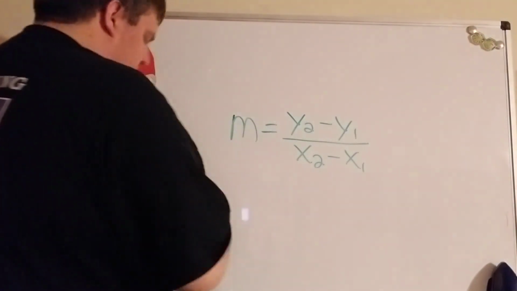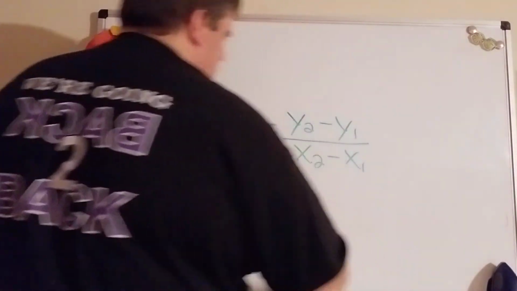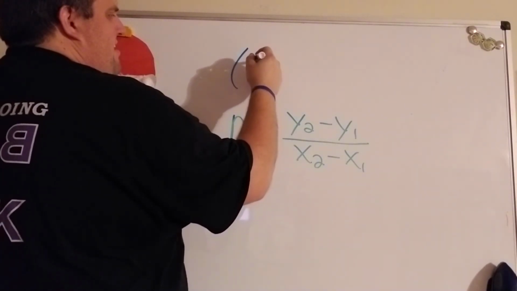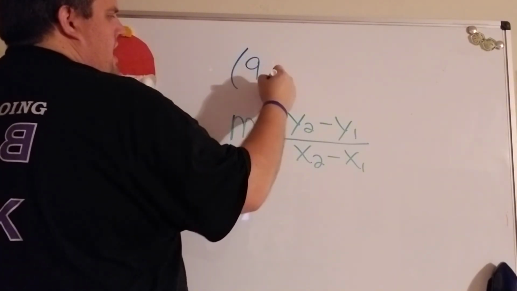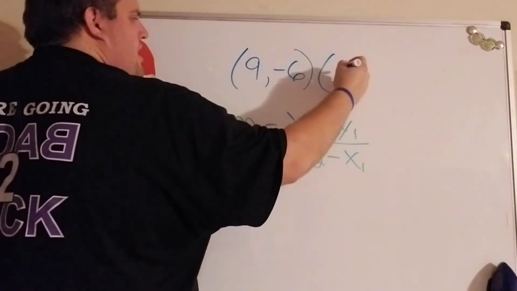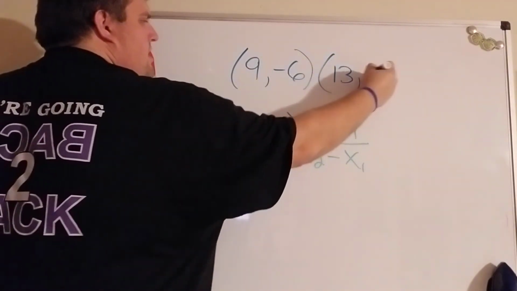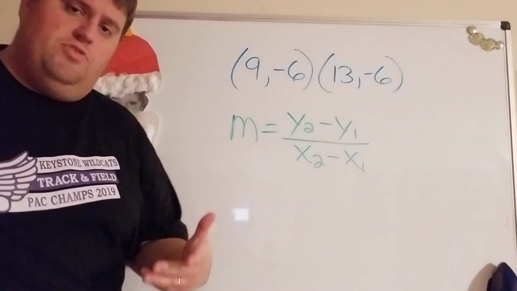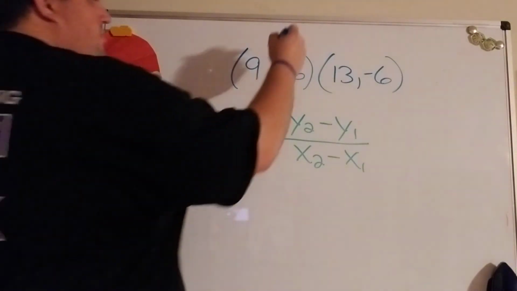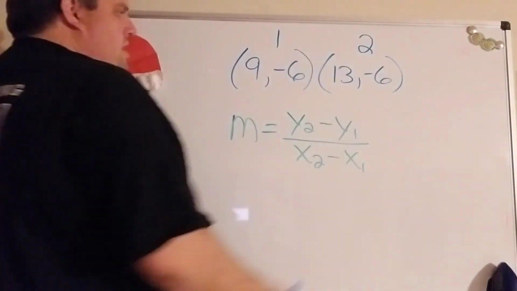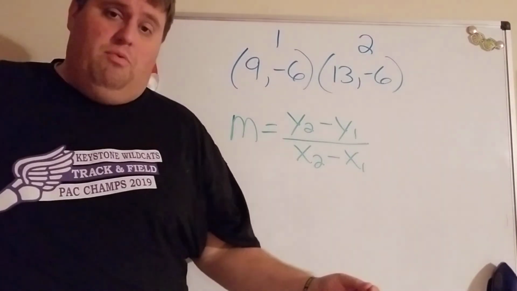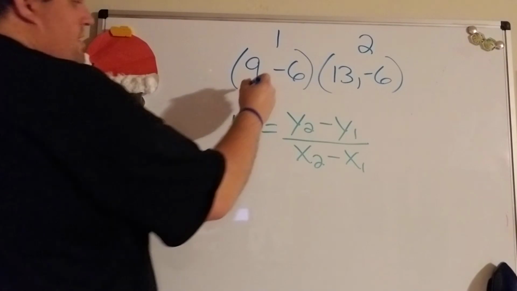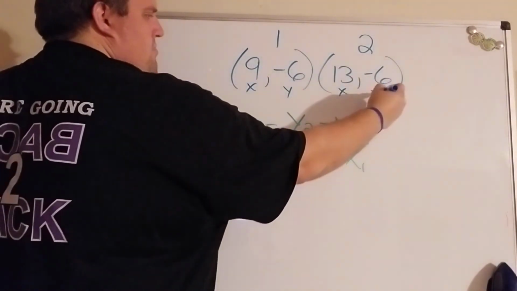Let's go with (9, -6) and (13, -6). All right, I want to find the slope. So I'm going to label my points. We'll call this one number 1, this one number 2. Important fact, it does not matter which one's 1 and which one's 2. Just label 1, 1 and 1, 2. This is x, this is y, this is x, this is y.